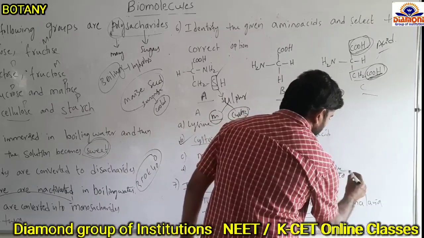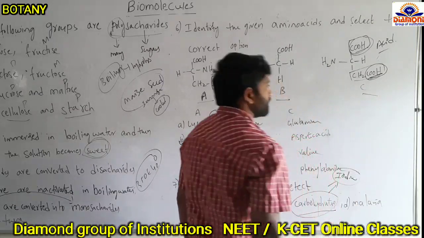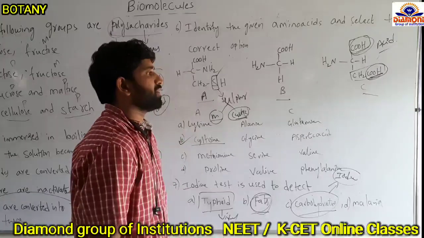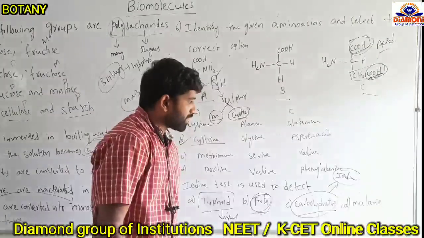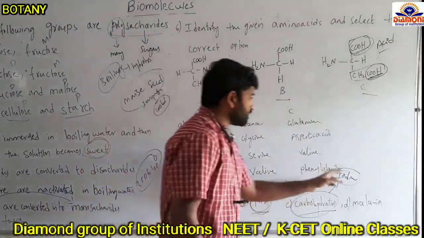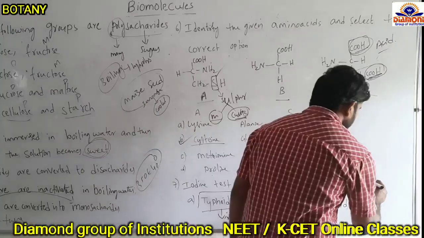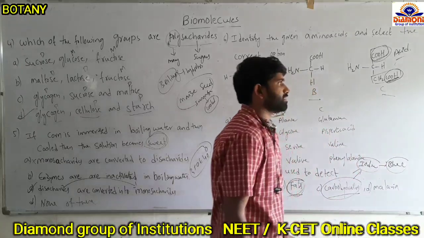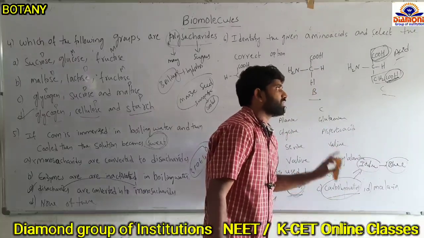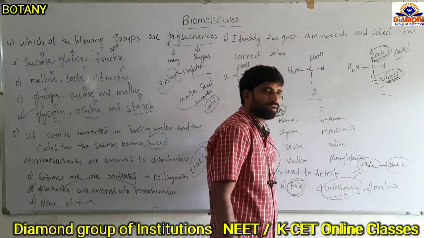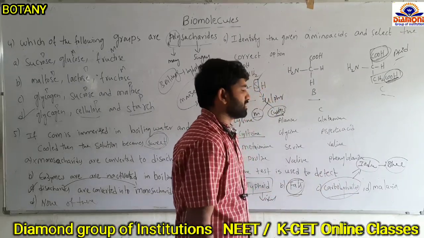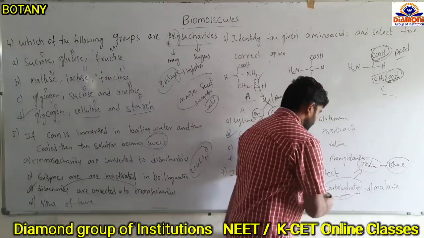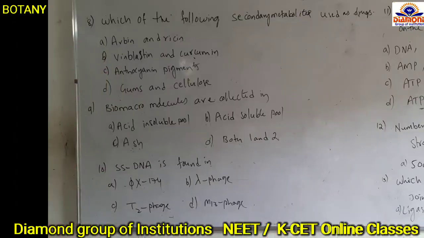we use iodine reagent. If you add iodine to carbohydrates, wherever carbohydrates are present, the iodine color changes to blue. If blue color formation occurs, the sample contains carbohydrates. So iodine is a confirmation test for carbohydrates. So the answer is C. Next question, which of the following secondary metabolites are used as drugs?